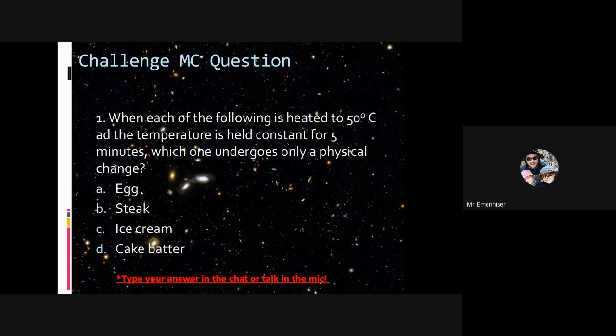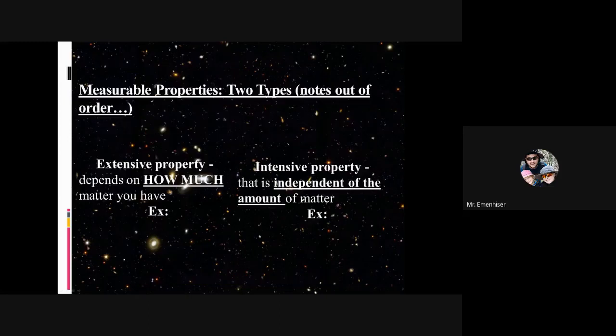So if I take an egg and heat it up, think about what it turns into. Is that physical or chemical? Think about a steak. Think about ice cream. Think about cake batter. Which of these is a physical change? It's a good question. I like this question. And I'm interested to see what you guys come up with. All right, we talked about this.